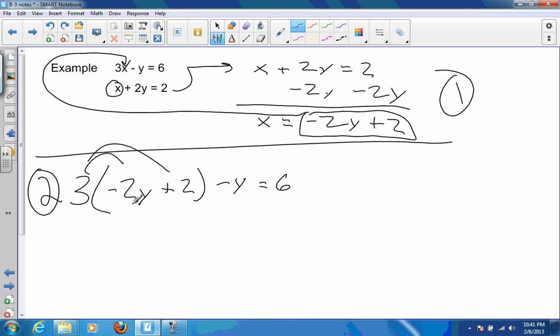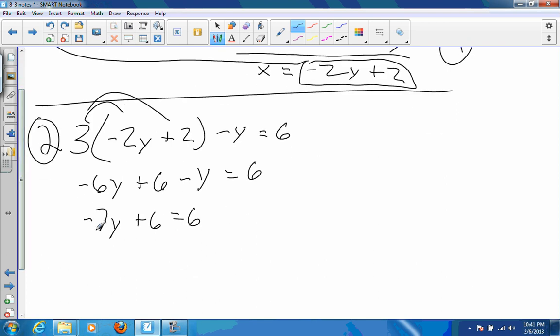Now I got to solve for y. If I distribute my 3, I get negative 6y plus 6 minus y equals 6. Combine some like terms, I get negative 7y plus 6 equals 6. And if I combine my 6's and move 6 to the other side and subtract 6 minus 6, I get negative 7y is equal to 0. And that means that y must be equal to 0. Okay, step 2 is done.